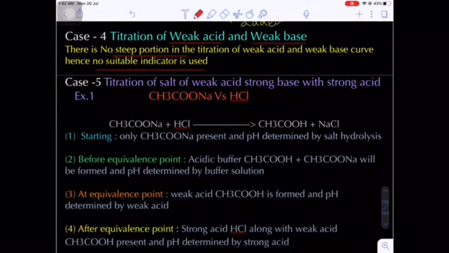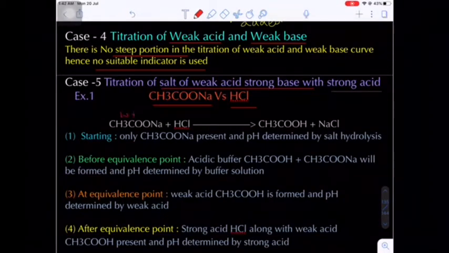Okay, now the next case is the titration of the salt of a weak acid and strong base with a strong acid. What is the titration here? Salt of a weak acid and strong base with a strong acid. The best example for the salt of a weak acid and strong base is sodium acetate, and the strong acid will be hydrochloric acid. Now see the reaction between sodium acetate and hydrochloric acid to give acetic acid and NaCl.